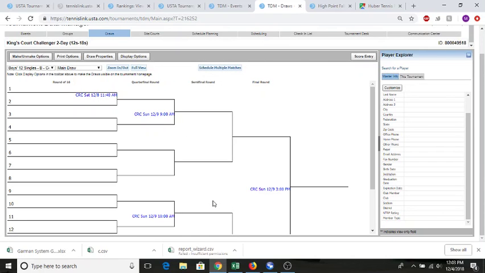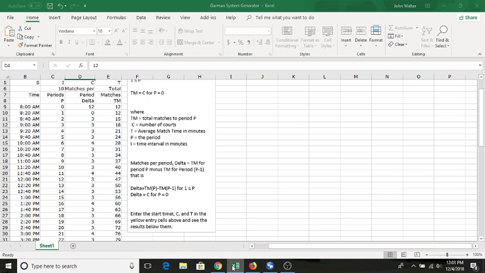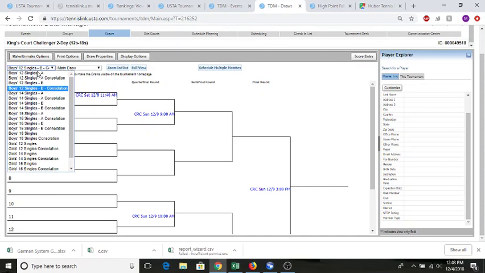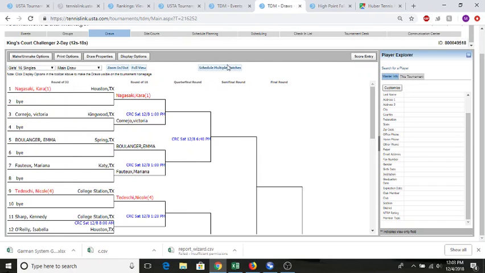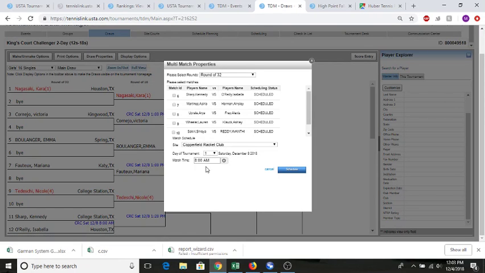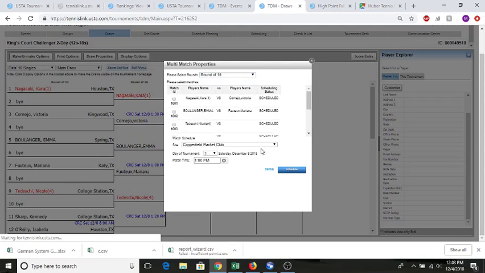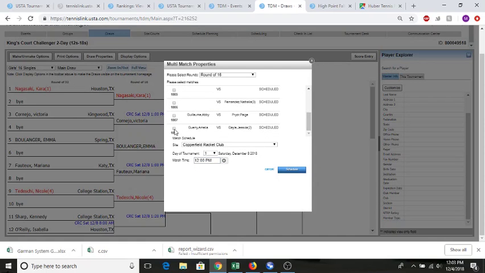So then I move on to my girls 16s. I'm going to schedule those main draw second rounds, and I've scheduled my 11:40, so I am on 12 o'clock. So girls 16s. I have 3 at 12. All right, 1, 2, 3.